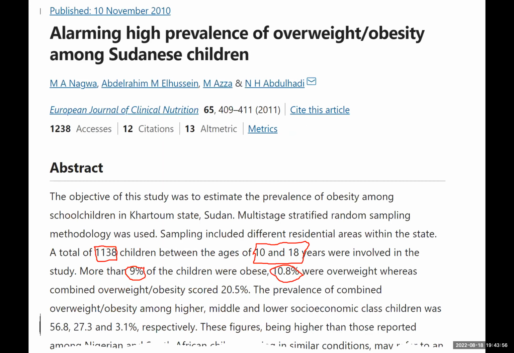I searched the literature looking for the obesity prevalence in Sudan. I found one of the studies done in 2012. The other study has a very small sample size. This is a study done in 2012 on school children in Khartoum. They investigated 1,138 children and found that obesity was around 9% and overweight was around 10.8%.